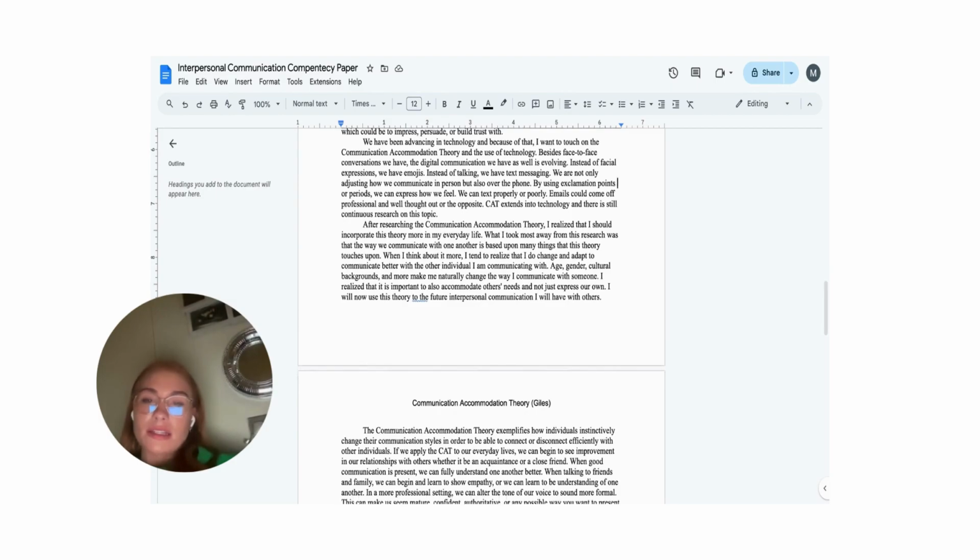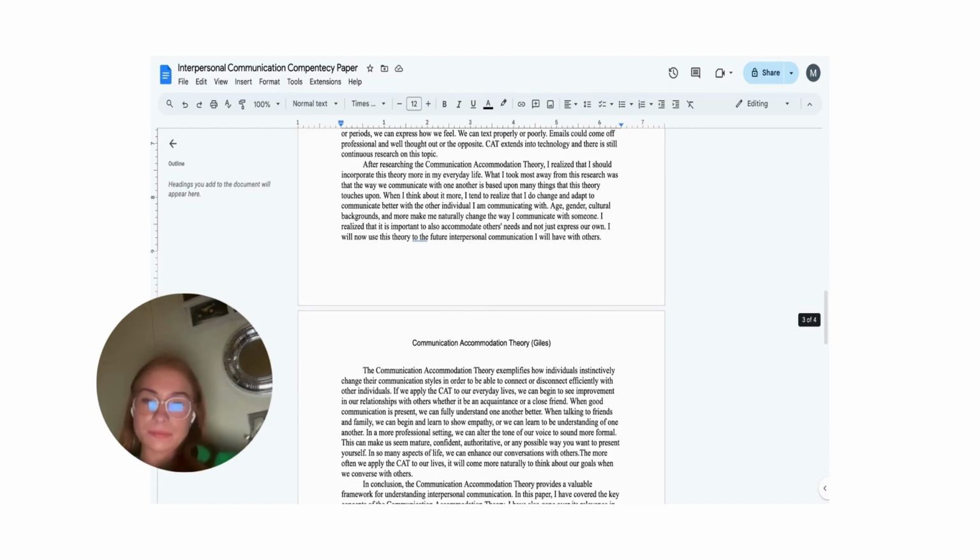We have been advancing in technology, and because of that, I want to touch on the communication accommodation theory and the use of technology. Besides the face to face conversations we have, the digital communication we have as well is evolving. Instead of facial expressions, we have emojis. Instead of talking, we have text messaging. We are not only adjusting how we communicate in person, but also over the phone. By using exclamation points or periods, we can express how we feel. We can text properly or poorly. Emails could come off professional and well thought out, or the opposite. CAT extends into technology, and there is still continuous research on this topic.